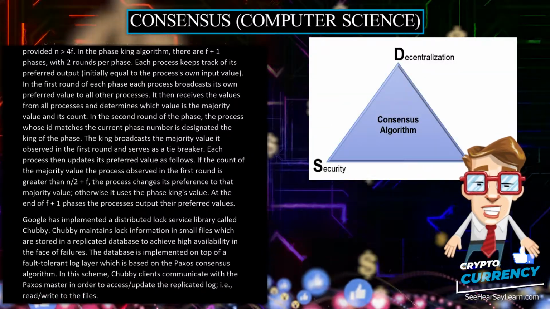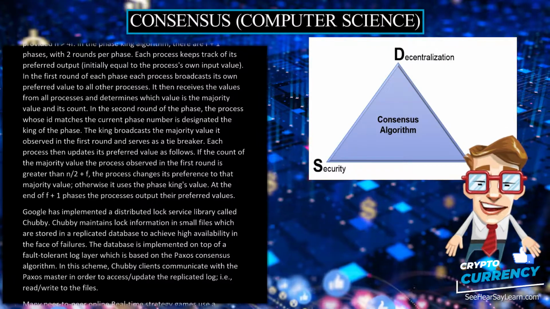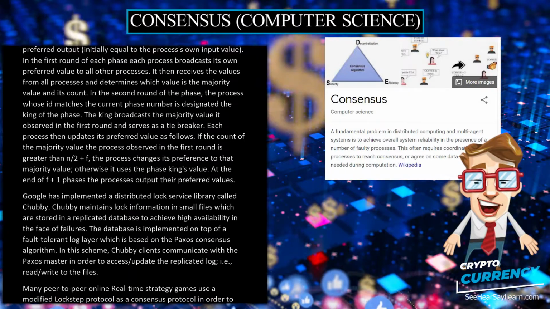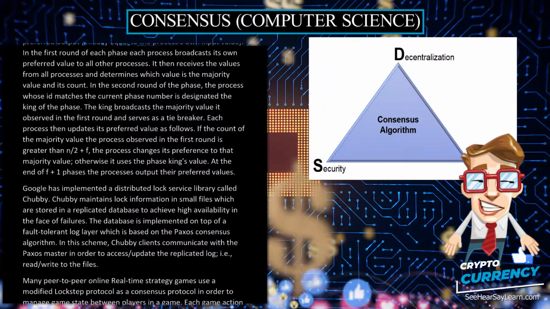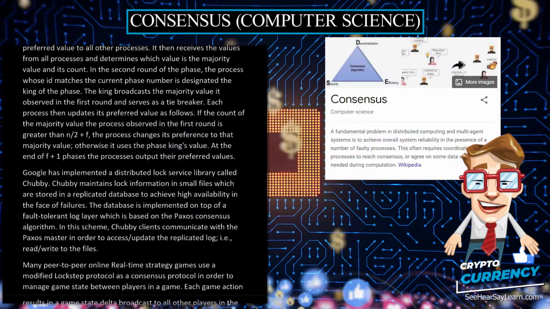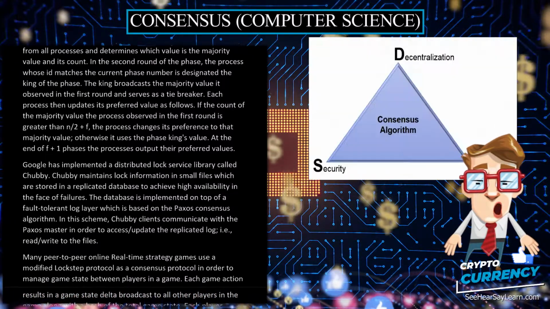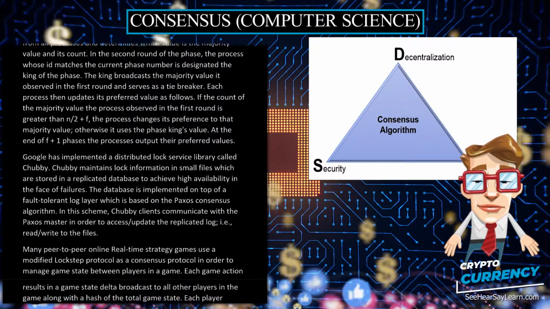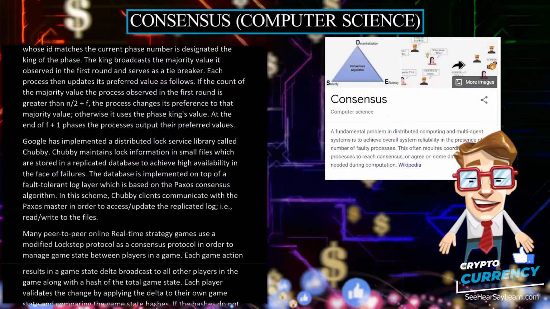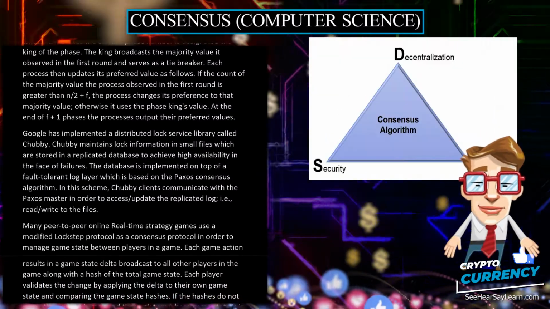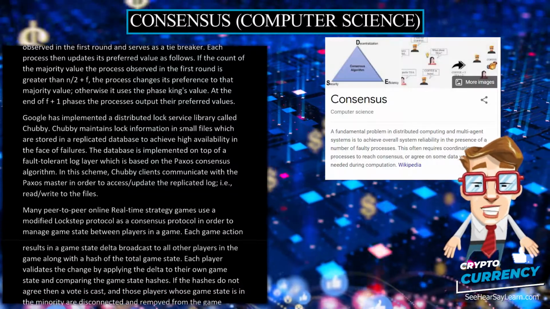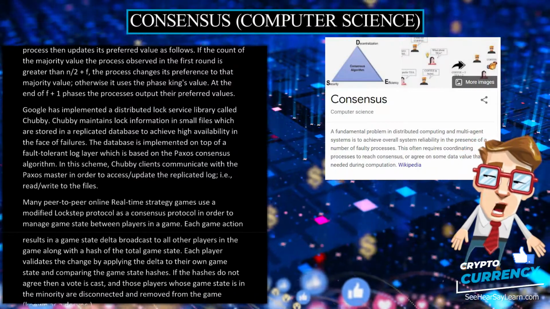Google has implemented a distributed lock service library called Chubby. Chubby maintains lock information in small files which are stored in a replicated database to achieve high availability in the face of failures. The database is implemented on top of a fault-tolerant log layer which is based on the Paxos consensus algorithm. In this scheme, Chubby clients communicate with the Paxos master in order to access and update the replicated log, i.e., read and write to the files.